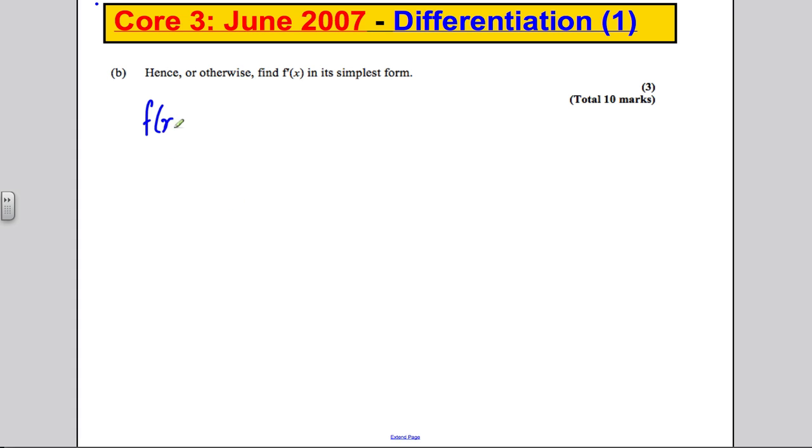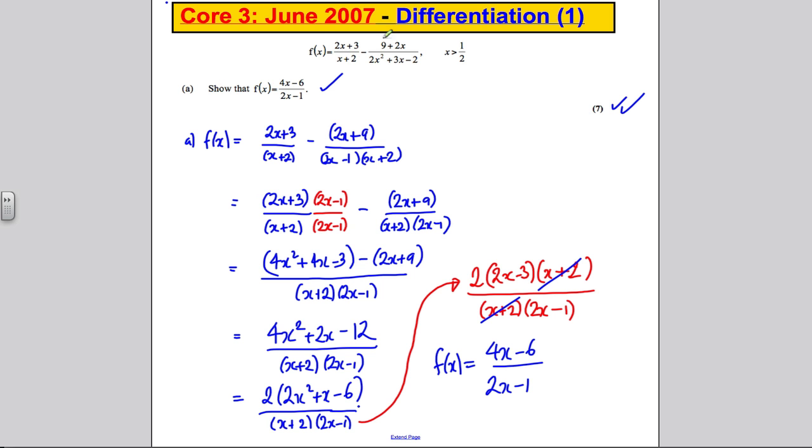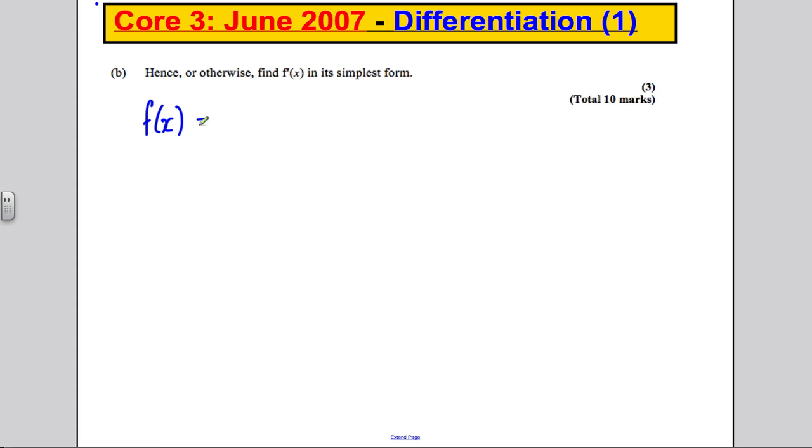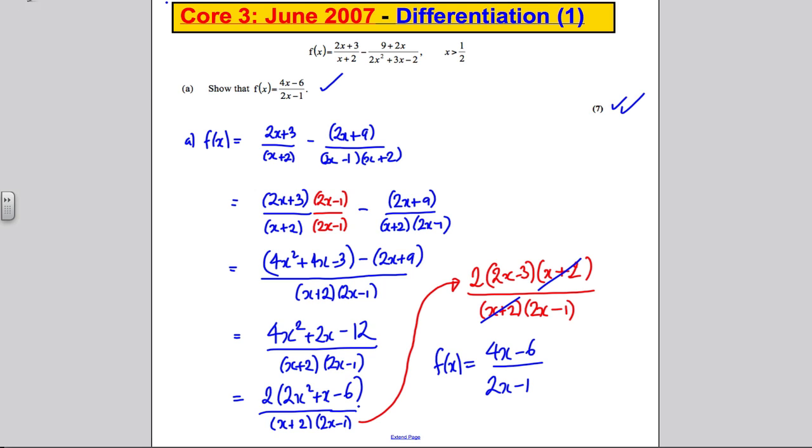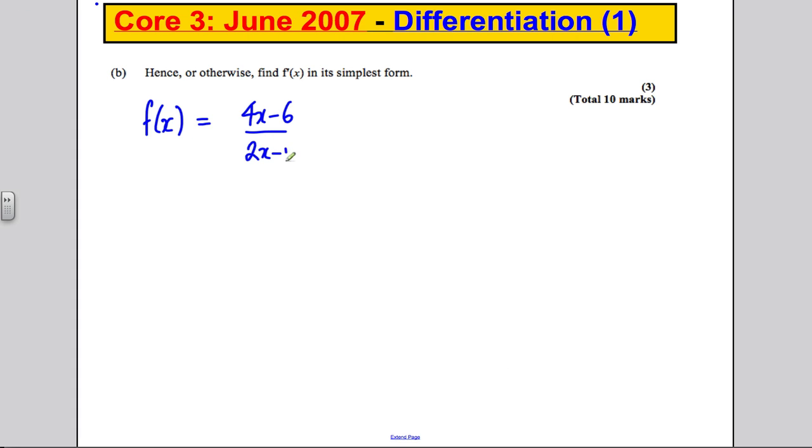So f of x, there's no point differentiating this monster here. Differentiate this, it's much easier. Differentiate 4x minus 6 all over 2x subtract 1. Get 3 marks here. It's of the form u over v, so we're going to use the quotient rule, u and v.